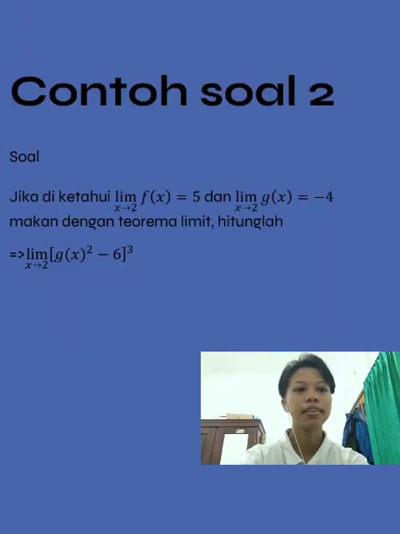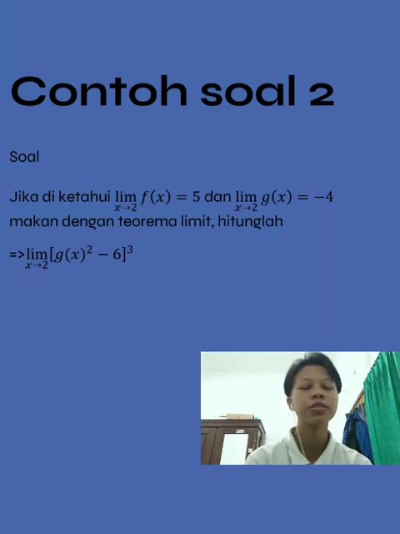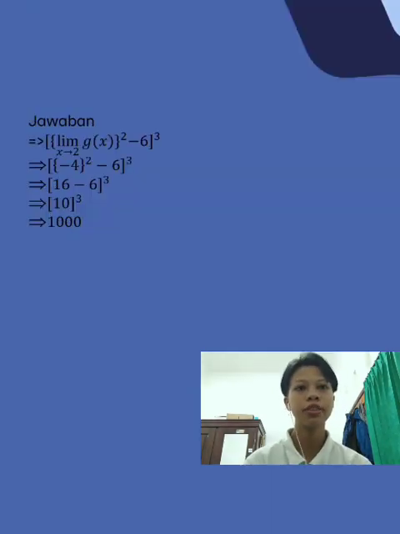And then for the other question from the source, if we find that the limit as x goes to 2 of f(x) equals 5 and the limit as x goes to 2 of g(x) equals -4, please find the limit as x goes to 2 of (g(x) squared minus 6) cubed. The square is only for the limit of g(x), and then the cube is for all of it, from the limit of g(x) minus 6.